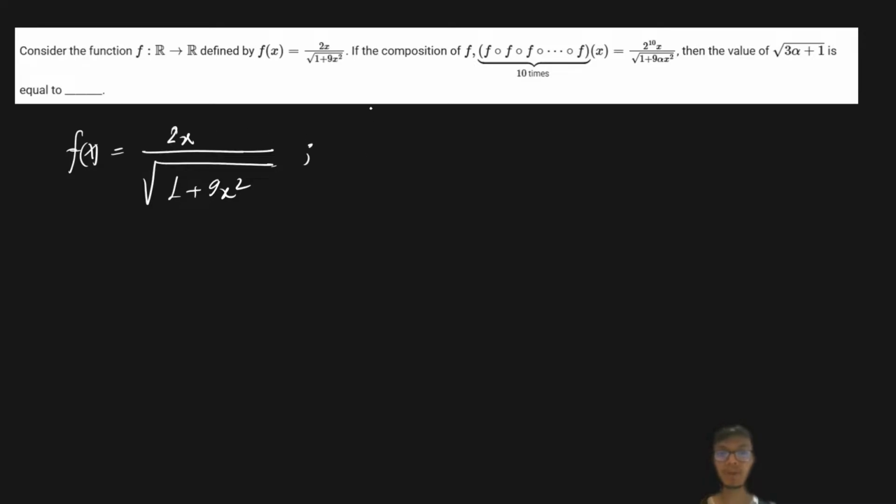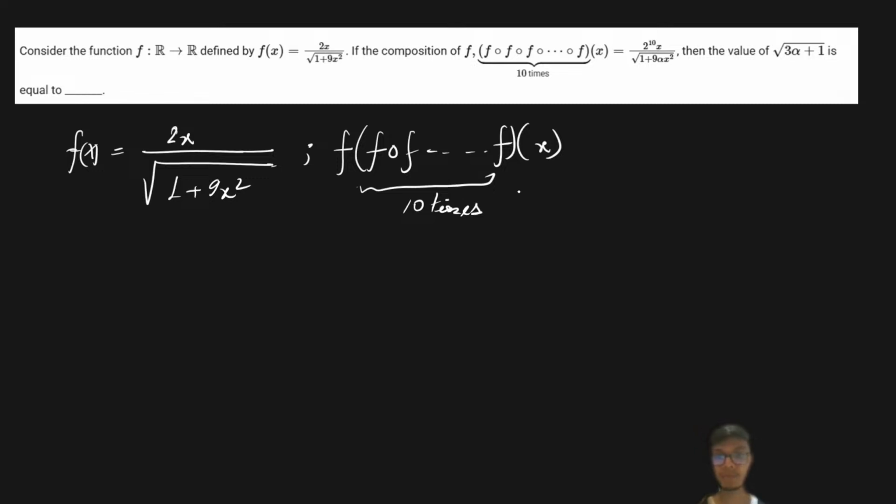Now it is said that the composite function f of f of ... f of x, with this composition taken 10 times, is defined as 2 to the power 10 into x whole divided by square root of 1 plus 9 alpha x square. If this is how the composite function is defined with the given function f of x, we are asked to find the value of square root of 3 alpha plus 1. That's an interesting problem, so let us break it into smaller parts and go step by step.